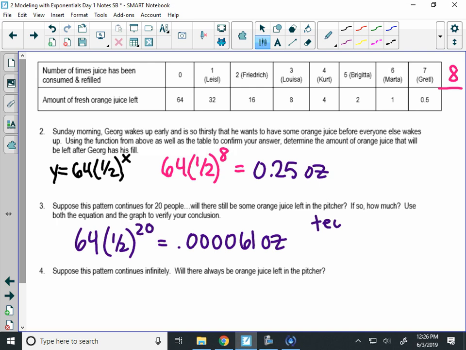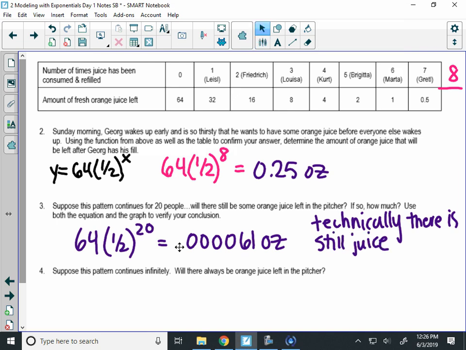Technically, there is still orange juice. You won't be able to taste it probably. It'll just taste like water. That's a really, really, really tiny amount of orange juice. But technically there is still orange juice in the water.